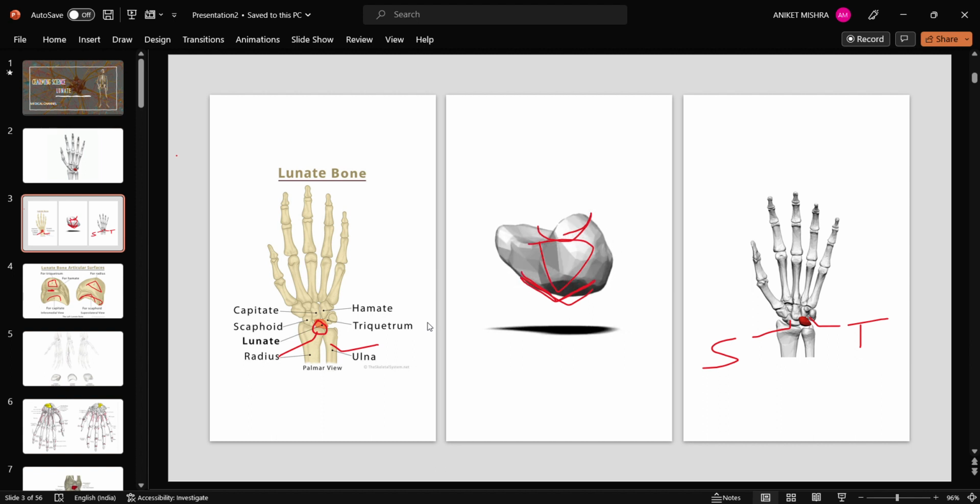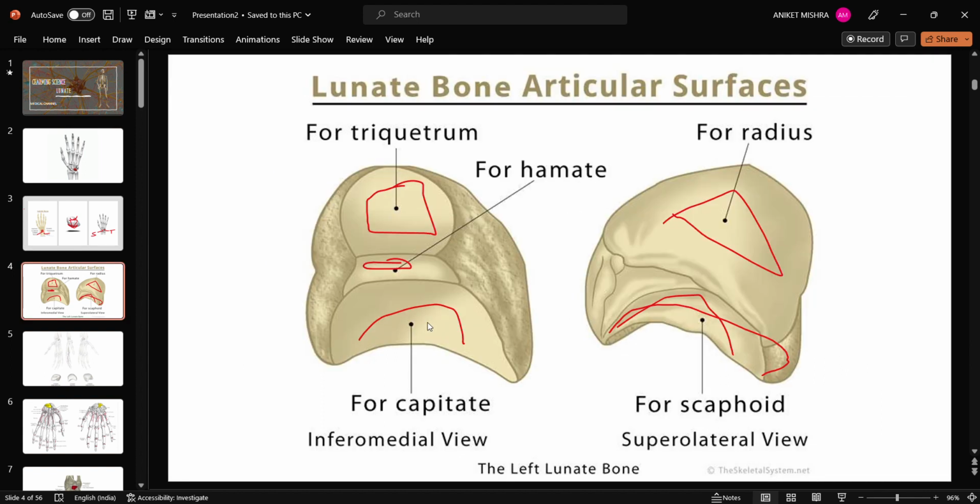When we talk about its articulation, the proximal surface of the lunate is smooth and convex, articulating with the radius. The lateral surface has a semilunar facet, articulating with the scaphoid bone. The medial surface has a quadrilateral square shaped facet, articulating with the triquetral bone. Distalomedially it articulates with the hamate, and the distal surface of the bone is deep and concave and articulates with the capitate and hamate.